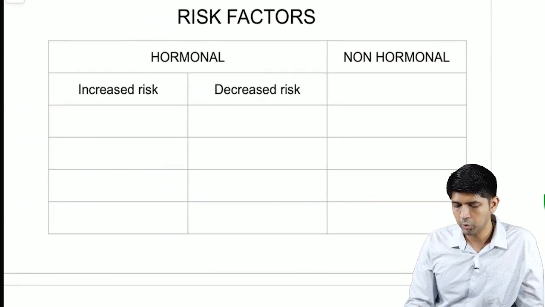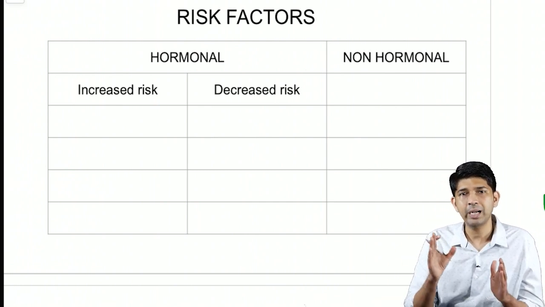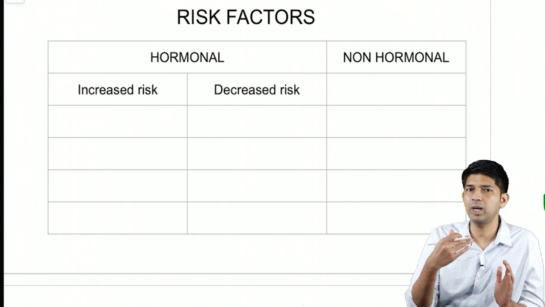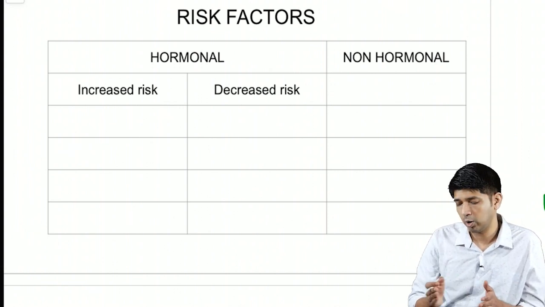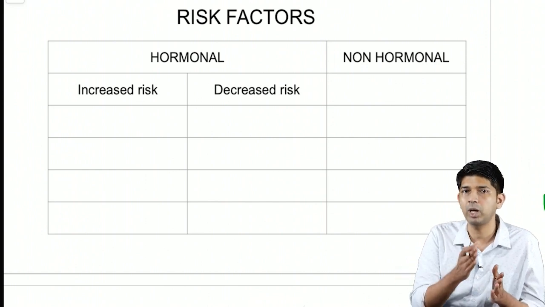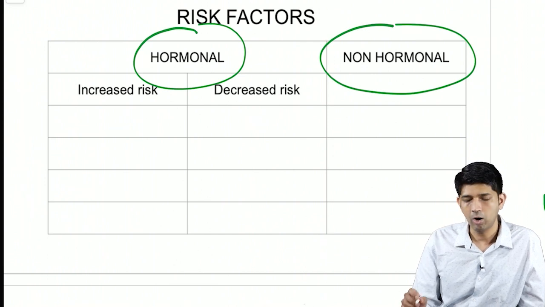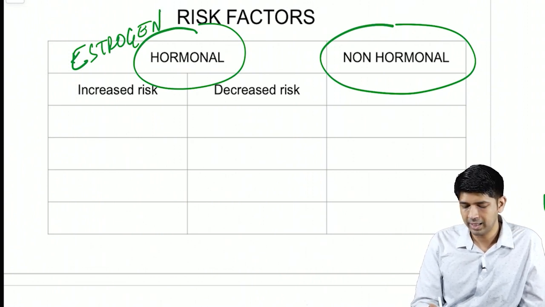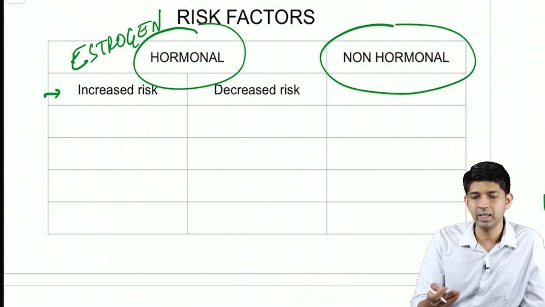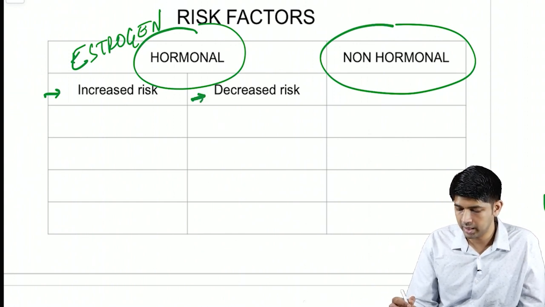So if someone asks you risk factors, don't just blurt out 1, 2, 3, 4, 5, 6, 7, 8 points. Try to classify them, because it will be a bit more classy, and it will probably fetch you more marks when you're writing your theory paper, and also in a practical, the examiner also will be impressed if you're able to classify them. So one is hormonal, one is non-hormonal. Hormonal means anything to do with estrogen. So there are certain conditions which cause increased estrogen level, so these will cause an increased risk. Certain will cause decreased estrogen level, which will cause a decreased risk.